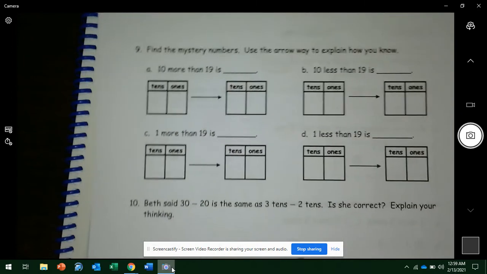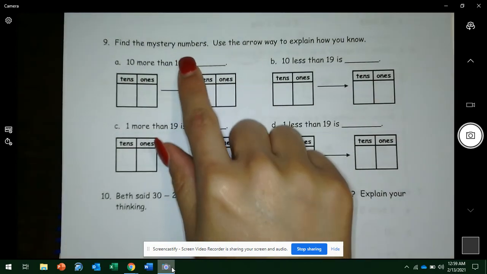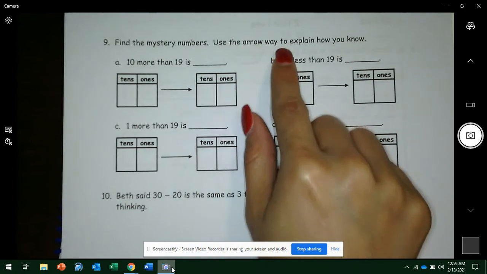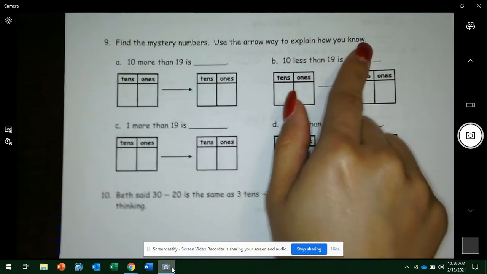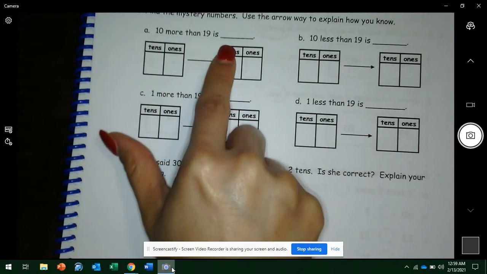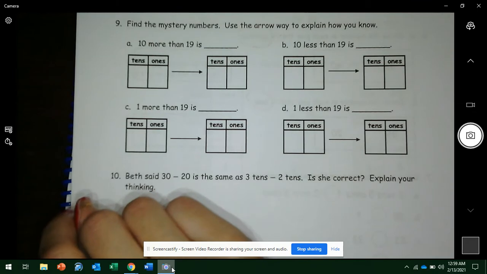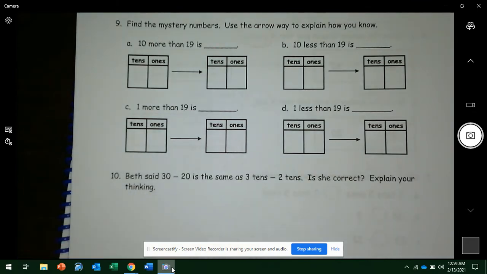Number 9. It says, find the mystery numbers. Use the arrow way to explain how you know. So look at letter A. 10 more than 19 is. So let me ask you this. What is your starting number? Get ready.